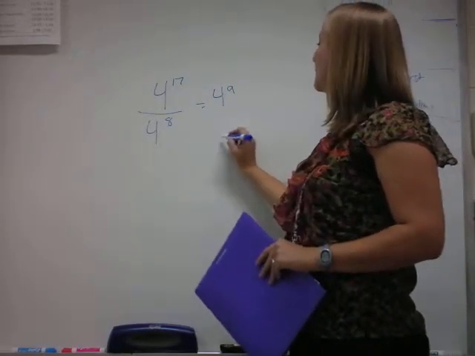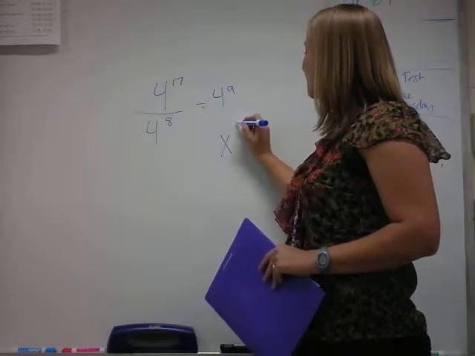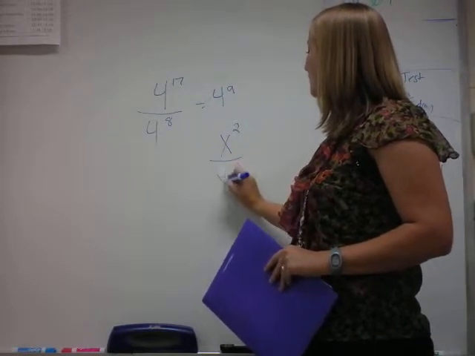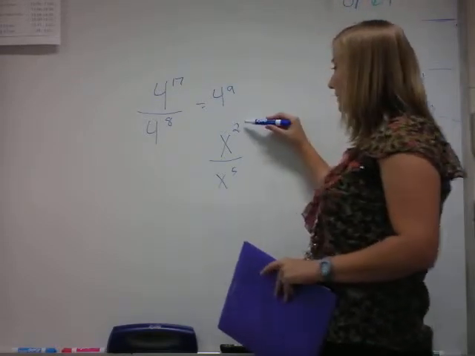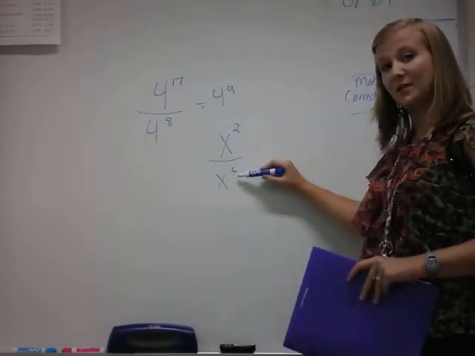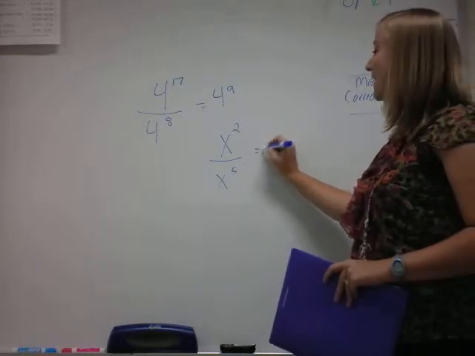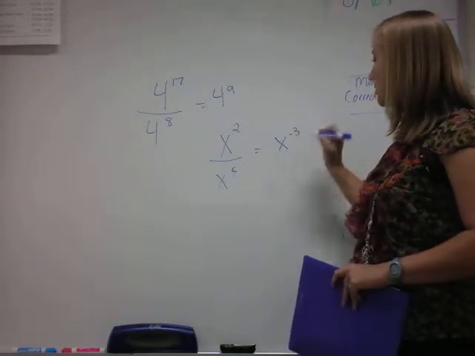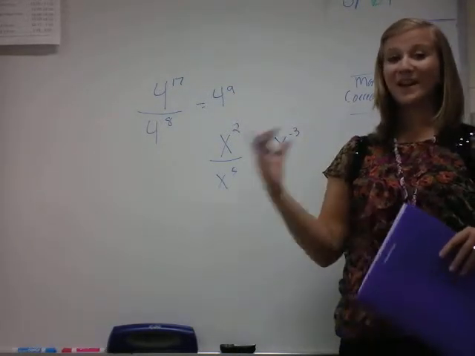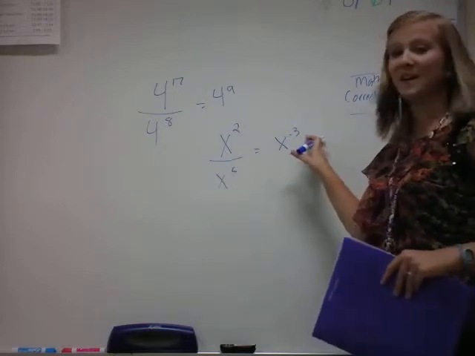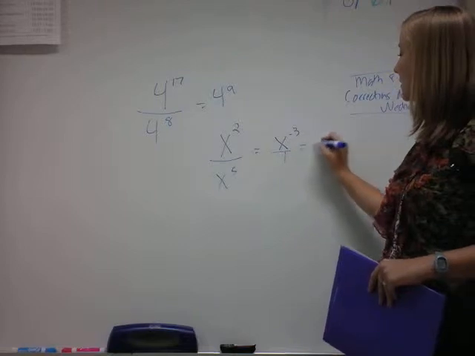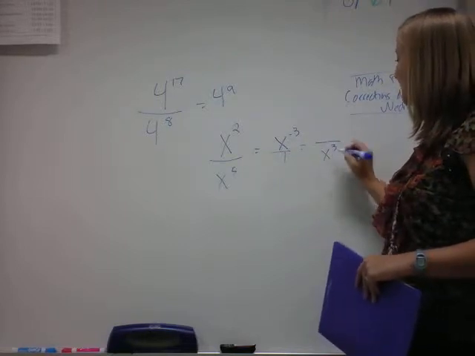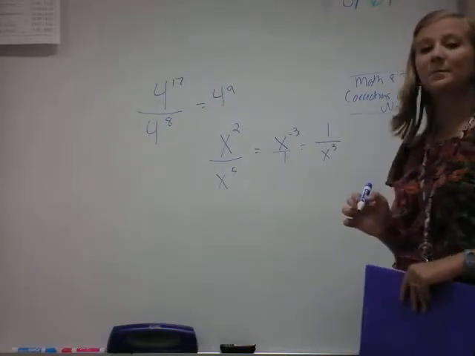Another example would be if we have x to the second over x to the 5th power. When we subtract 2 and 5, that leaves us with a negative 3. Remember, we are not finished if we still have negative exponents, so we have got to fix that. Because this is on the top, we're going to switch it to the bottom and make it positive. There's nothing left on top, so we put a 1.